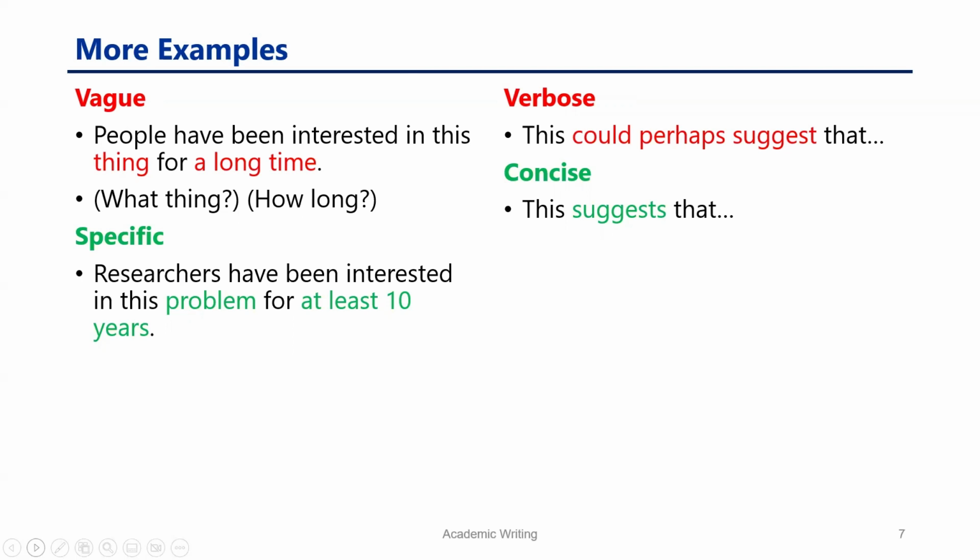Let's look at another example of being verbose. This could perhaps suggest that being concise is saying it in one word rather than three. This suggests that.